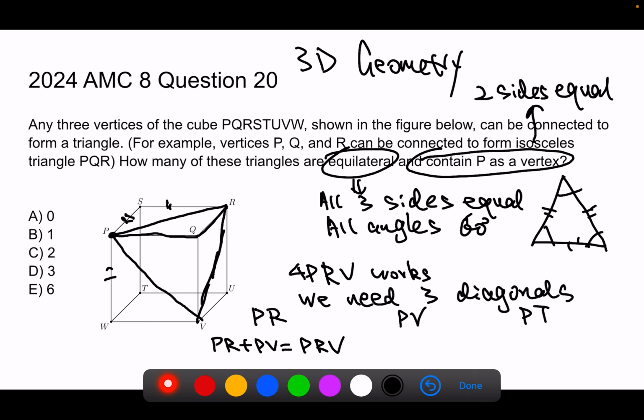Same thing, you can do PR, PT, so PR plus PT equals PRT, which also works. Actually, to be honest, PRT is much harder to draw. That's why if you realize that I just need to make sure there are 3 diagonals, it's easier to see. And then PVT. Same thing, you have PV, you have PT, and then you get PVT, which also works. And that's it. Because you have 3 diagonals, take any 2 as a pair: PR-PV, PR-PT, PV-PT. So the answer is 3.